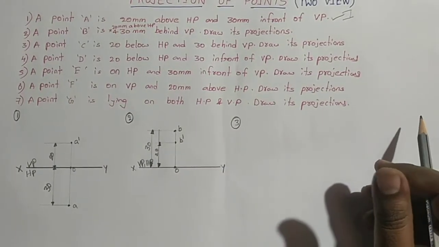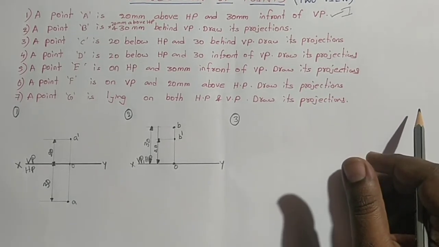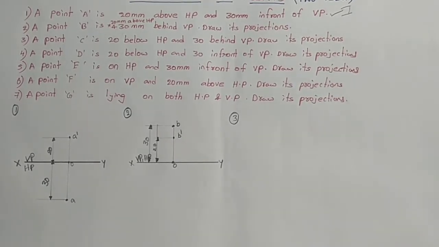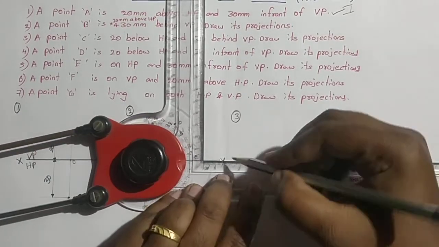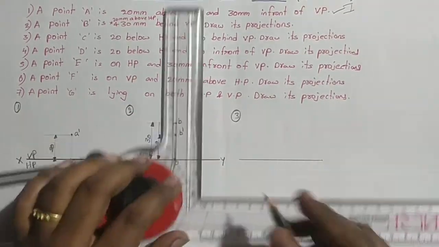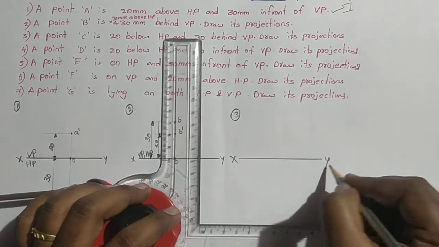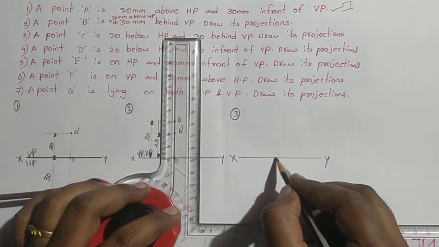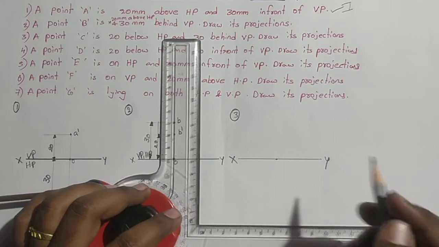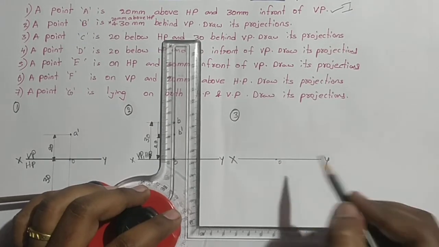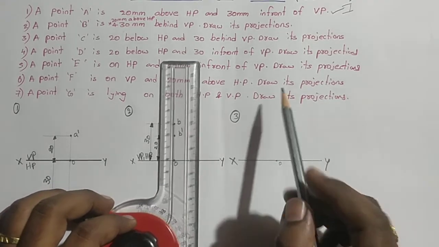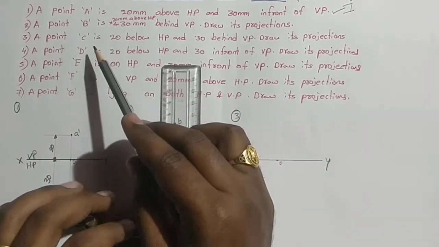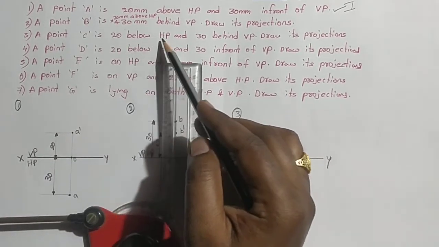Okay, next, first we need to draw the reference line with convenient length. XY is the reference line. Next, take any point, known as O. Next we need to draw the above or below data. In the third problem, they gave that C is 20 mm below HP, behind VP.